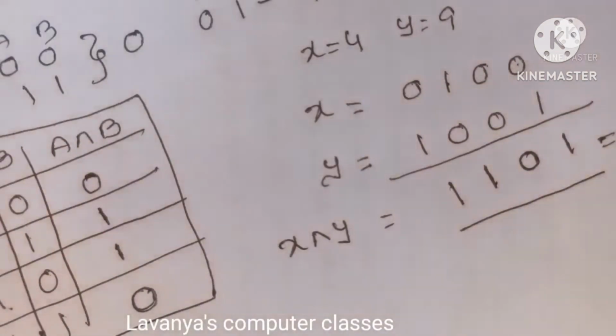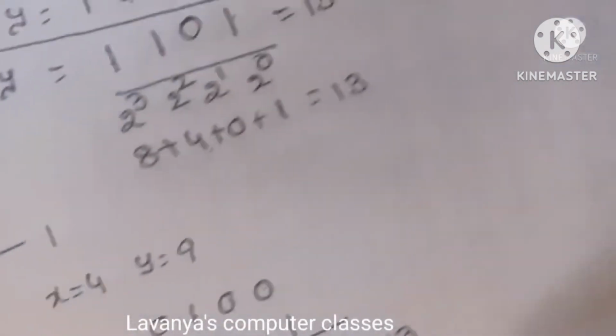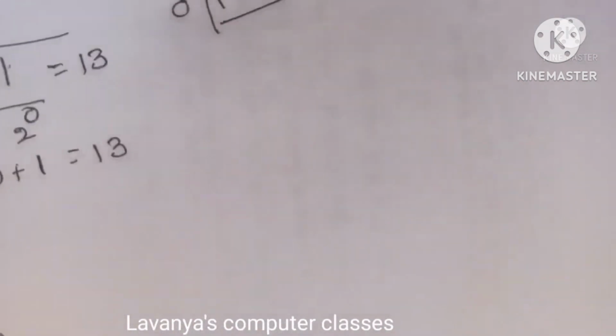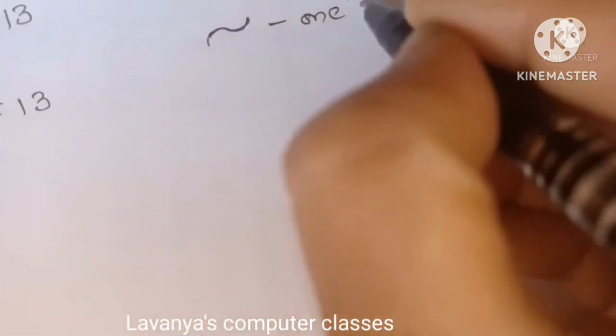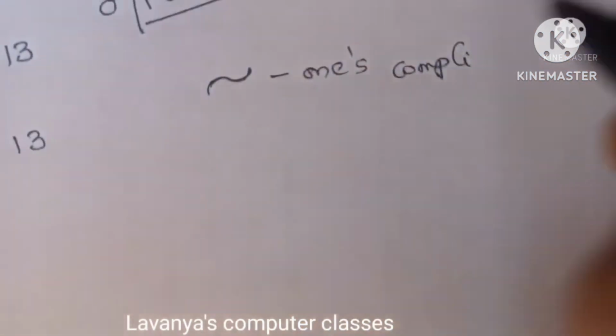After that, now we will go for the next operator. Complement operator. Bitwise complement operator is very simple. Bitwise complement operator symbol is the negation symbol. This is also called as ones complement. Ones complement, very simple thing.